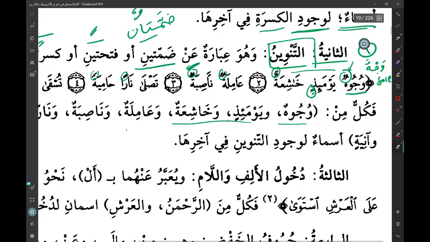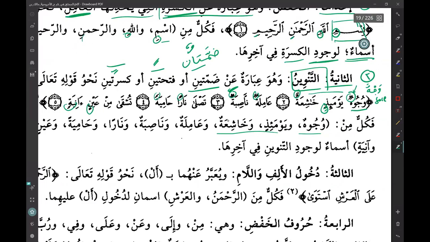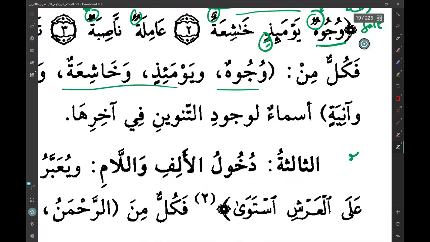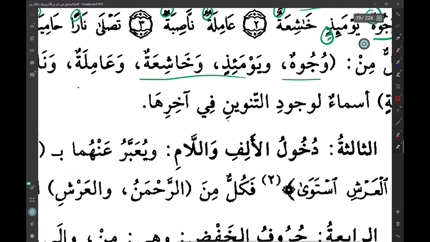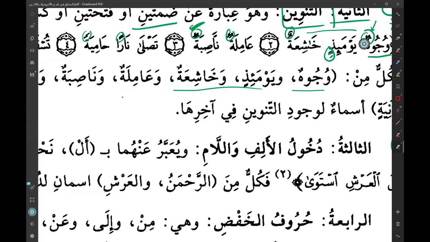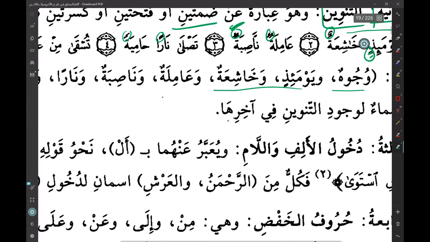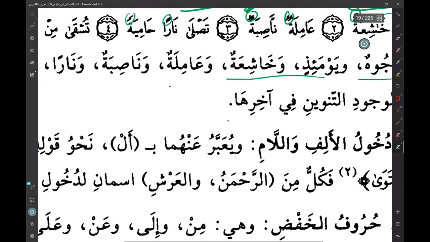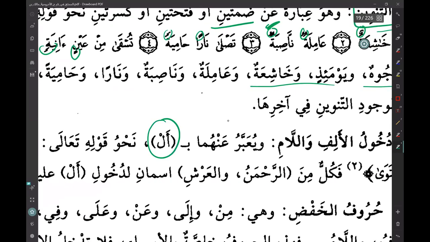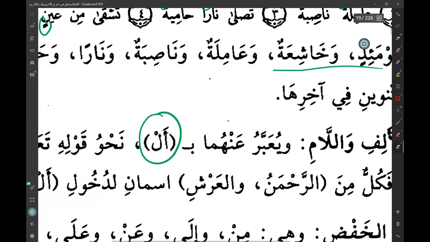Good. So this is our second alama, second sign. The third one is what? The third one is dukhulil alif wal lam, entering alif and lam. It is expressed by what? Like this, alif lam. Now here, I want to point out something.